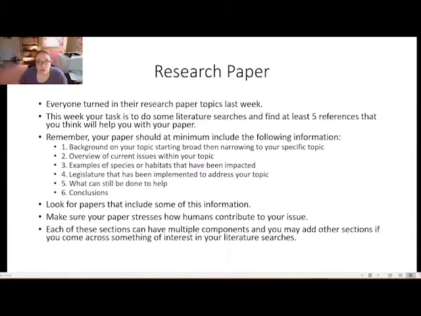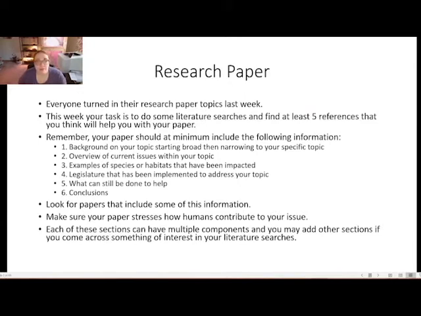Remember that your paper should, at minimum, include the background on your topic, so you want to start broad and then narrow down to what your specific topic is. You want an overview of the current issues with your topic, so anything new that's happening, kind of like a timeline of how things have been going with your issue. You want examples of any species or habitats that have been impacted. You want to talk about any legislature that has been implemented that addresses your topic.